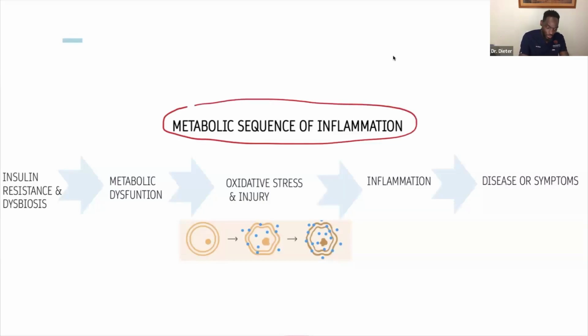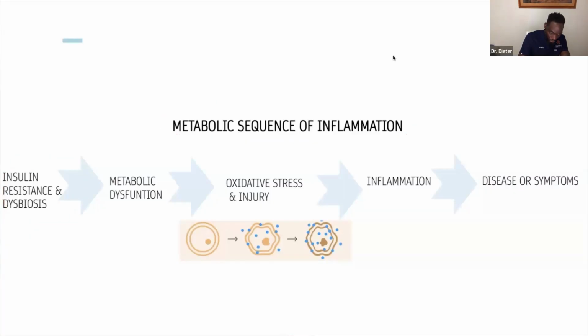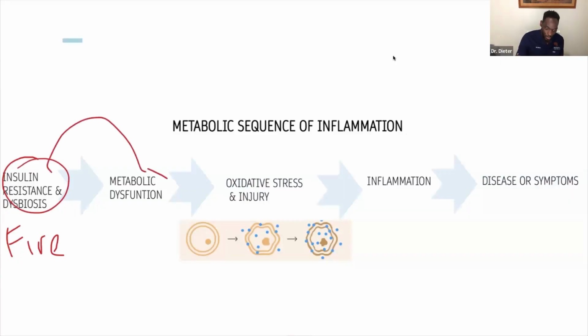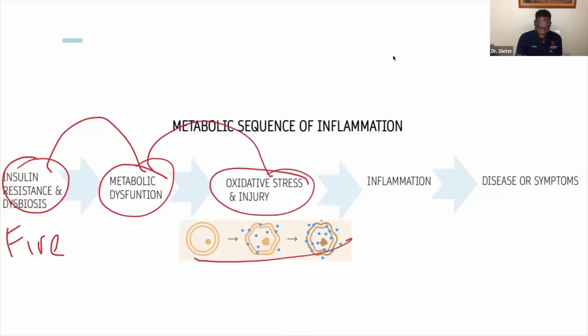This other slide here, I call the metabolic sequence of inflammation. It starts with insulin resistance and dysbiosis causing a fire. That fire spreads to metabolic dysfunction, energy shortage. That energy shortage now affects the cell and causes what we call oxidative stress and injury to the cell.